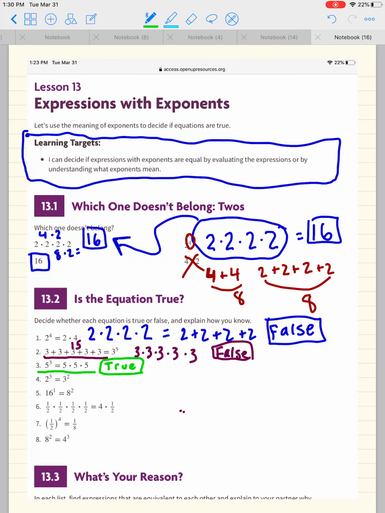Okay, number 4. 2 to the third power, or 2 cubed, that's the same thing, equals 3 squared. So let's check that out. 2 cubed is 2 times 2 times 2. And 3 squared is 3 times 3. So 2 cubed, or 2 to the third power, is going to give us 8. And 3 squared, or 3 to the second power, is going to give us 9. So they're very close, but they're not going to give us an accurate equation. False.